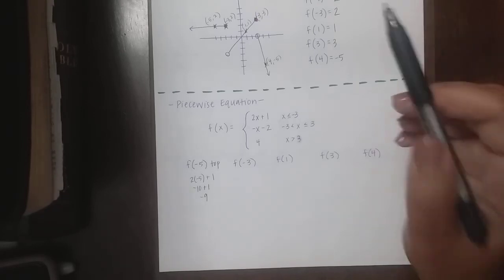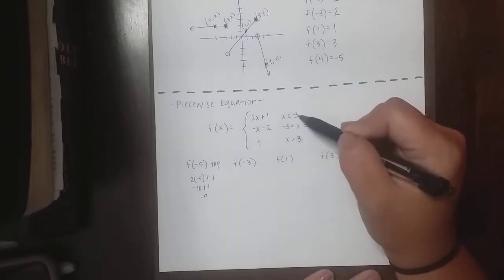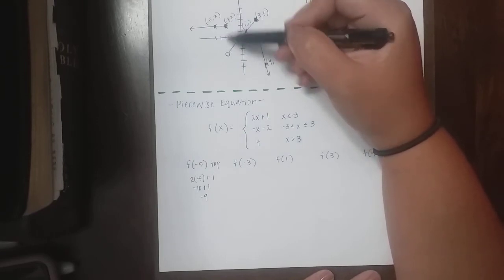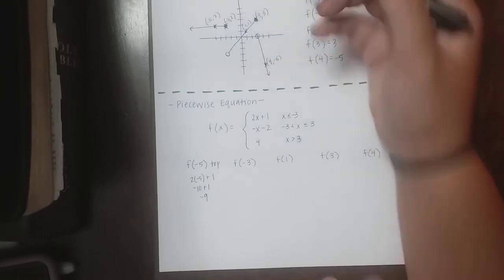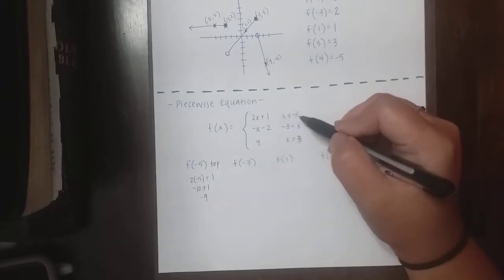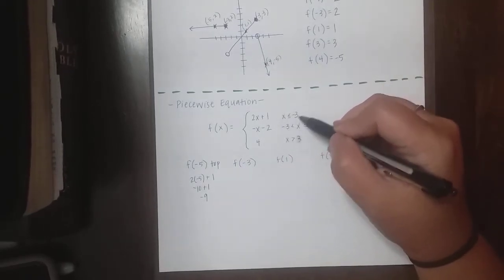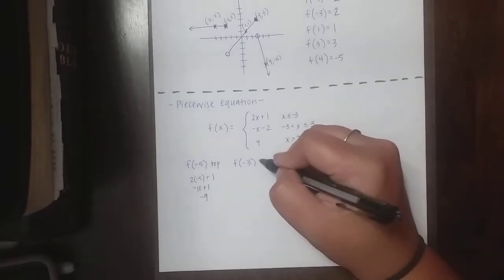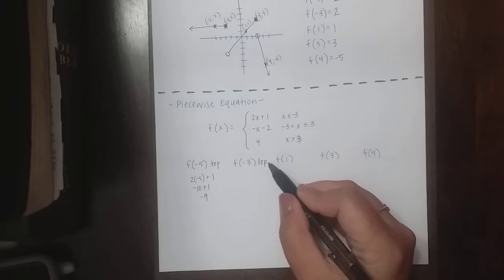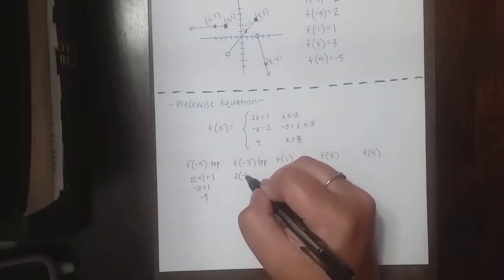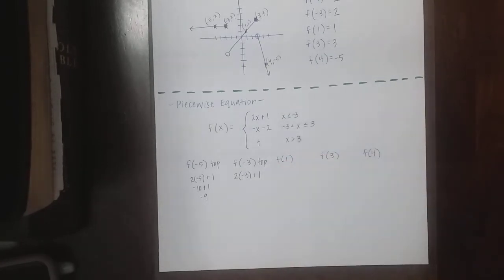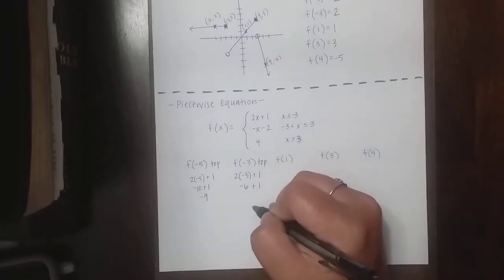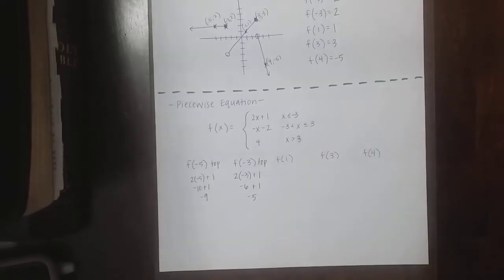-3 is a tough one because it's on there twice. This is like up here where I had an open and a closed circle, right? So you have to pick which one we're going to use. Because I want x to equal -3, I have to choose the one that's got the or equal to. So that's also going to be the top because I'm less than or equal to. So once I decide which one I'm going to use, I just plug it in for x. So I have 2 times -3 plus 1. 2 times -3 is -6 plus 1, -5.